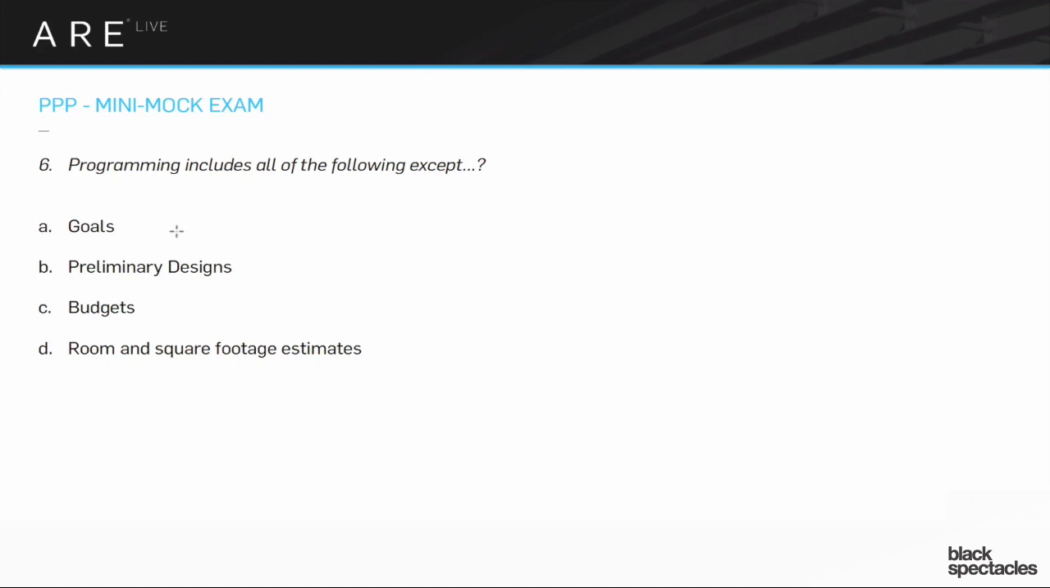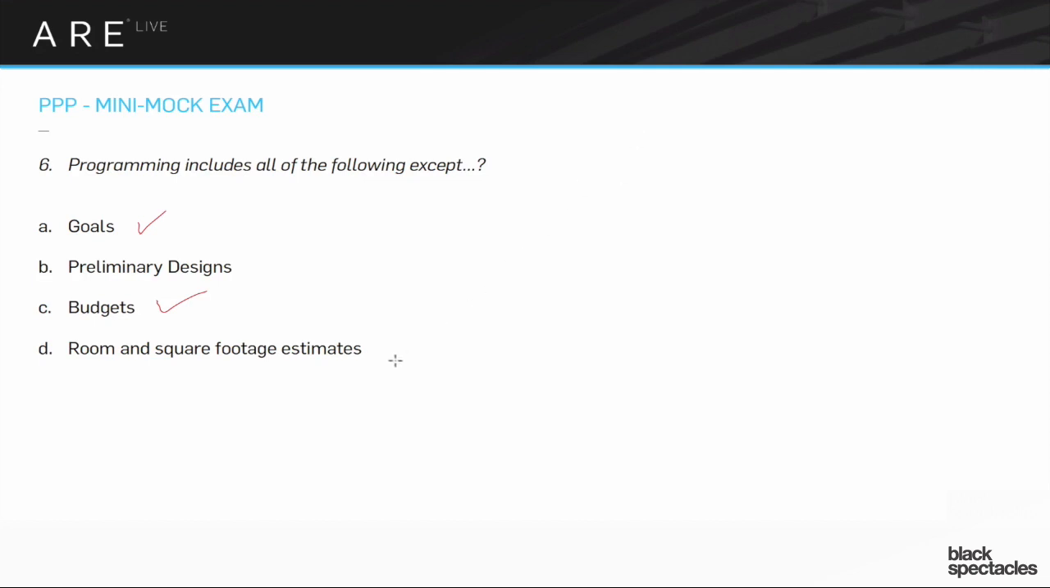Do you think about goals when you're doing the programming? Absolutely. So that one's check. That's a good one. Preliminary designs, that seems reasonable, but let's come back to that one. Budgets. Yes, you absolutely think about budgets when you're doing the programming. How else would you be able to know how big a building you could build, right? You have to understand the costs of things relative to what you can get for that cost. Otherwise, there's really no point in starting the project.